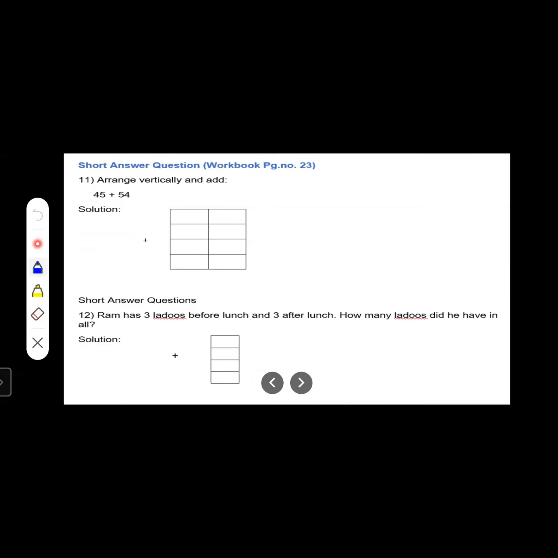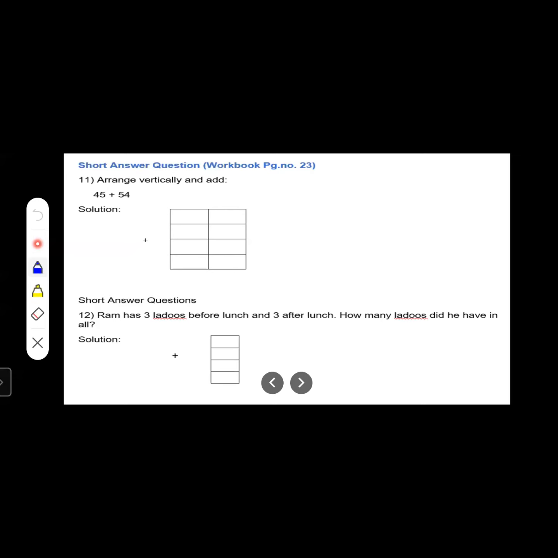Listen very carefully, okay, students? Two numbers are given, 45 plus 54. But first we have to arrange them in vertical order. Okay, vertically we have to arrange it. Now how will we do that?